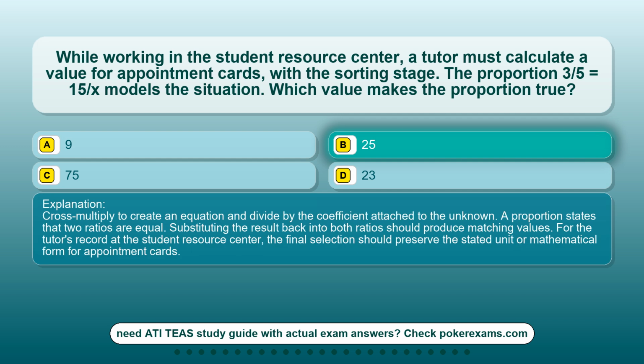Cross multiply to create an equation and divide by the coefficient attached to the unknown. A proportion states that two ratios are equal. Substituting the result back into both ratios should produce matching values. For the tutor's record at the Student Resource Center, the final selection should preserve the stated unit or mathematical form for appointment cards.